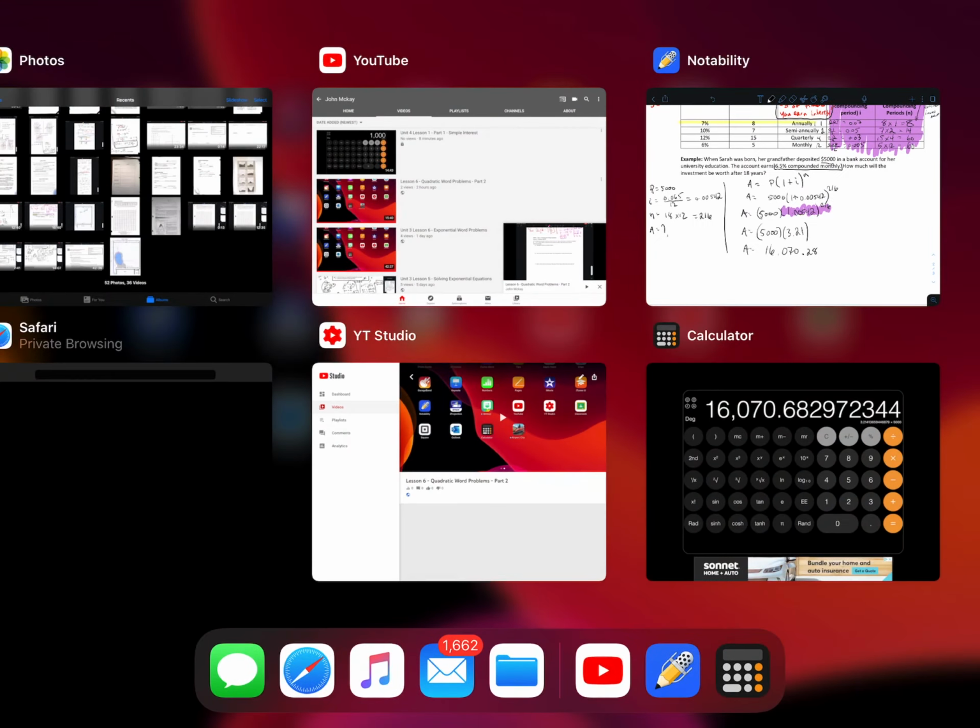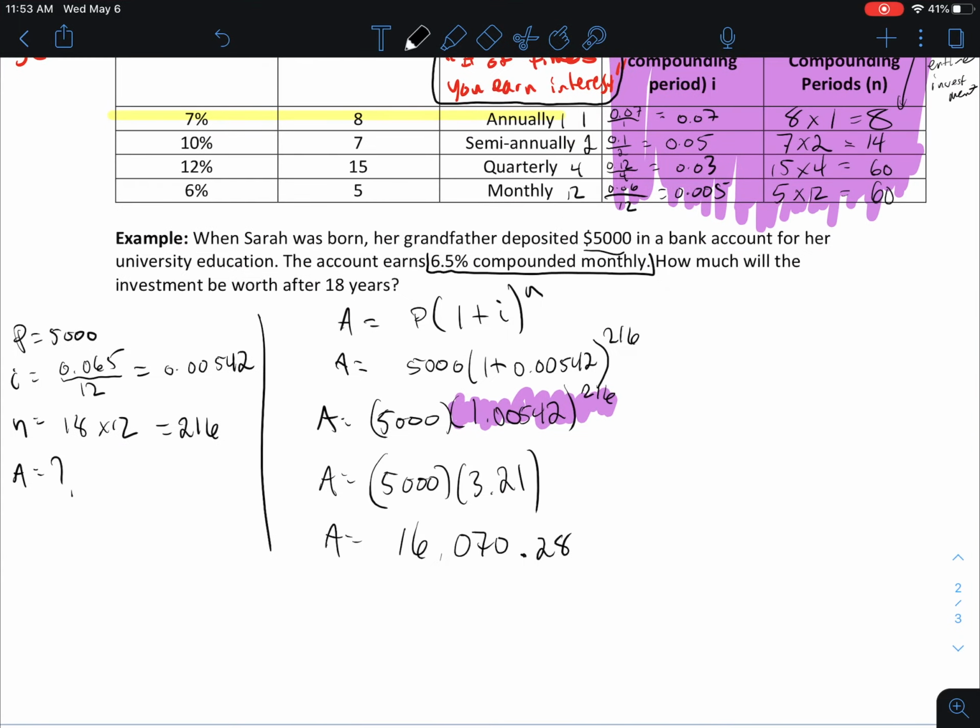So the A value is going to be $16,070.68.